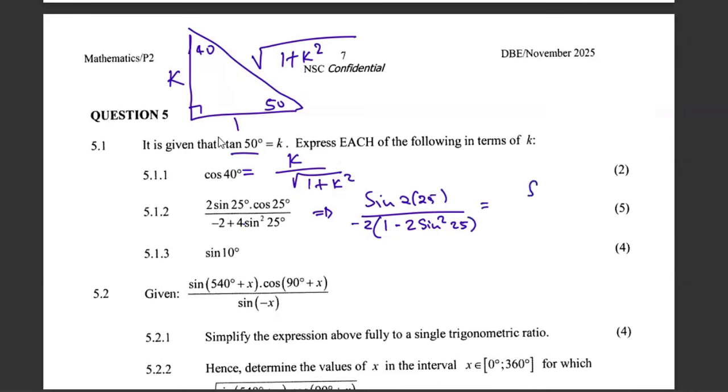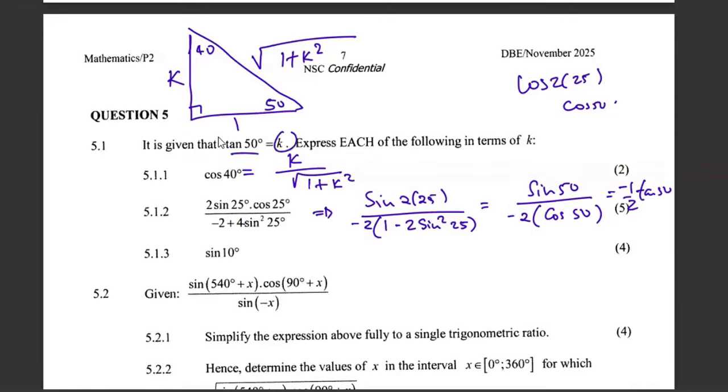So by the top, I'll have the sine of 15, and then negative 2. I know that 1 minus 2 sine squared is the same as cos of 2 times 25, which is the cos of 50. Okay, so I'll say this is cos of 15. And then we know that sine 50 over cos 50 gives us a tan 50. So it's going to be negative a half tan 50. But tan 50 is what? It is k. So meaning the answer is negative a half k. That's what I end up with.